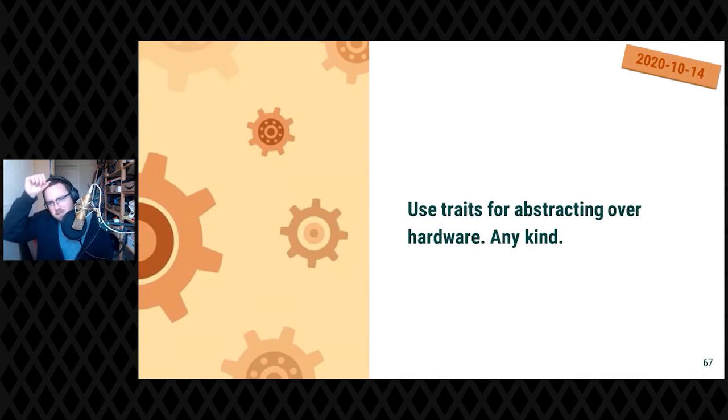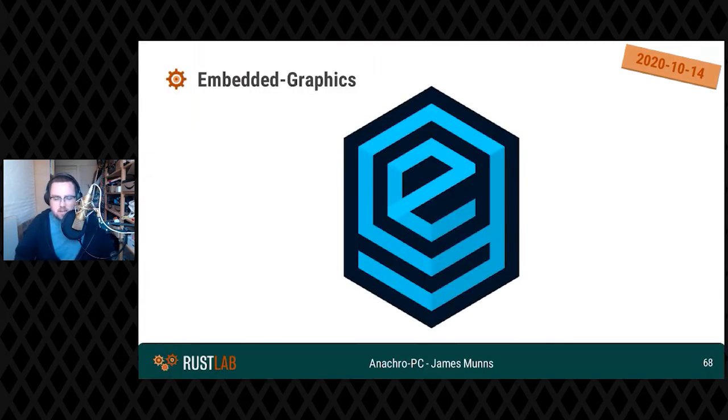You can also use traits for abstracting over more kinds of hardware. So I talked about network and communication hardware, but where else can we abstract over hardware? Well, there's this great project in the Rust embedded space called Embedded Graphics, and it's doing these same kinds of universal abstractions for things like displays. You can take on one side an e-paper display, an LCD, or an OLED, and on the other side you can say, I've got circles and triangles and text. And you don't have to worry about how to connect all of these different things together. You just say, I have drawable items. Please give them to something that knows how to draw them.